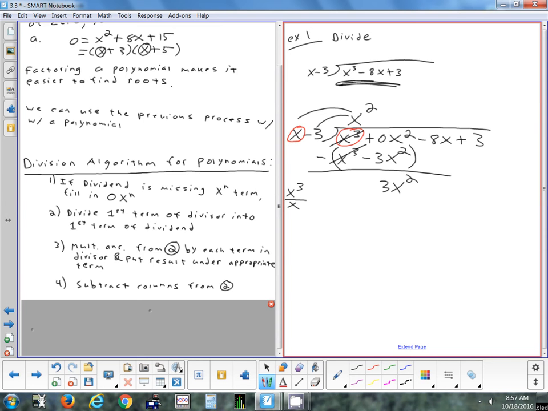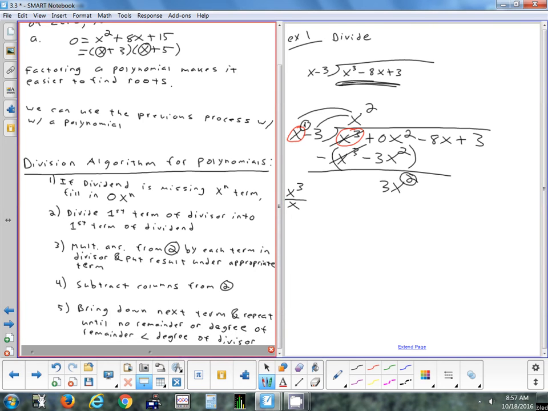Now notice what happened. Now I have a squared term. I started with a cubed term. Each time you do this process, this exponent is going to come down, lower and lower. And what we have to do is keep going until this exponent is less than that exponent. So the bigger the difference between those two terms I circled in red, the more times you have to do the process.